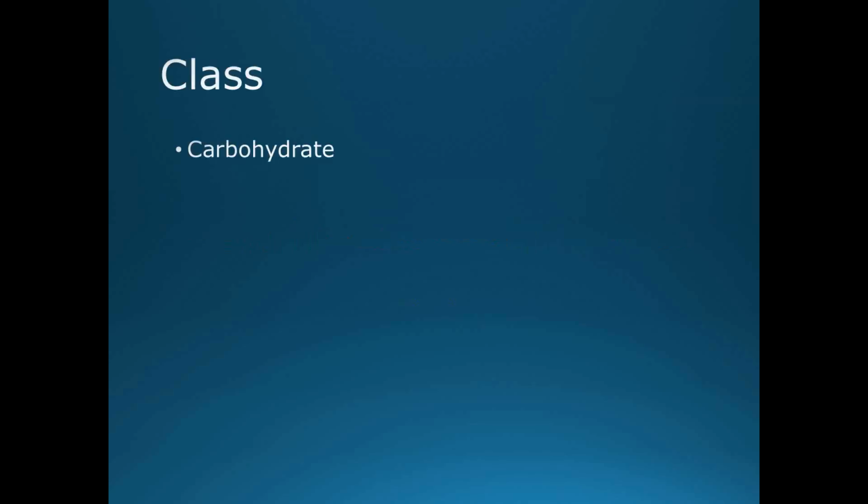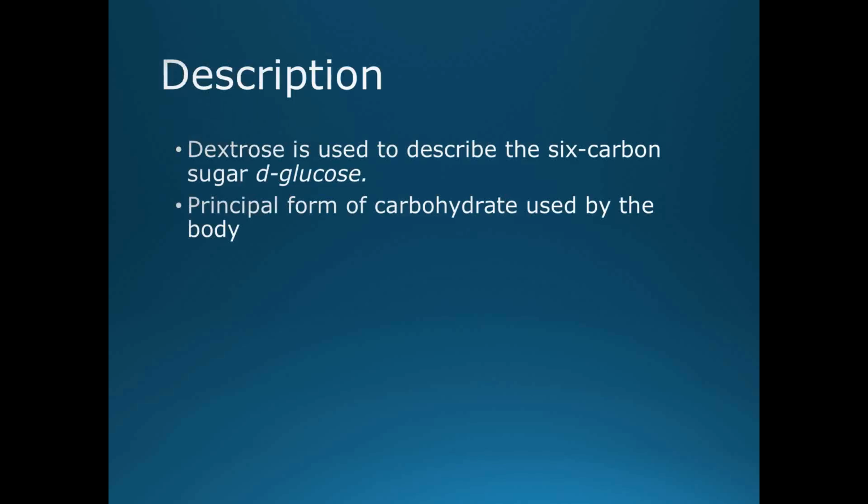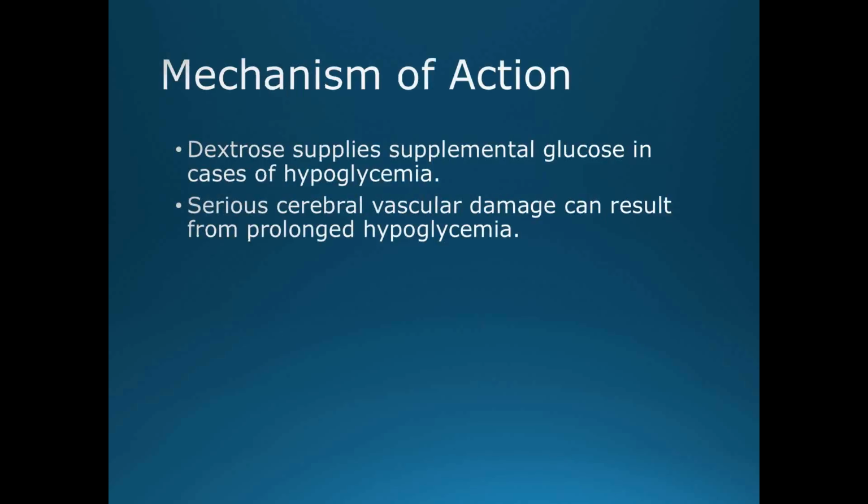It is a carbohydrate. So it is sugar. A carbohydrate is something our body can convert into sugar to be used for energy. And it is our principal carbohydrate used by the body. So it is the simplest form of sugar. It's the type of sugar that our brain can use.